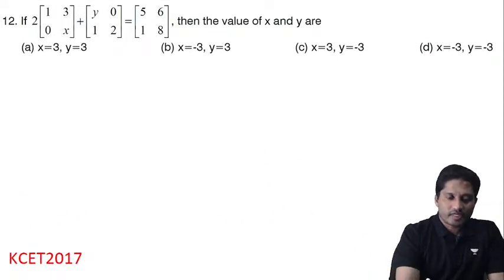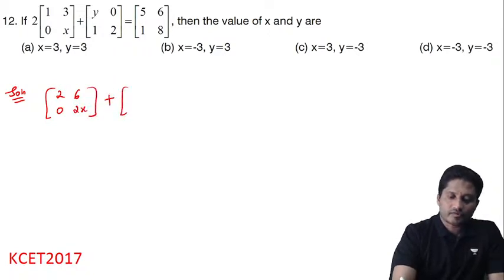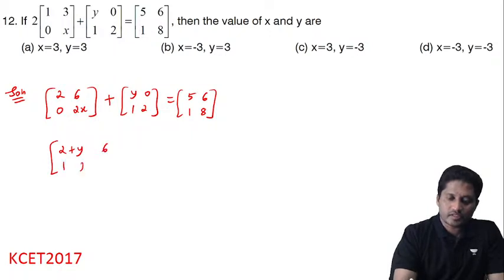Okay, now to multiply by 2, the matrix you will get this as 6 0 2 x, plus this is matrix 4 0 1 2, again this is equal to matrix 5 6 1 8. Now if I add, you will get 2 plus y, 6 plus 0 is 6, 0 plus 1 is 1, this is 2x plus 2, equal to matrix 5 6 1 8.